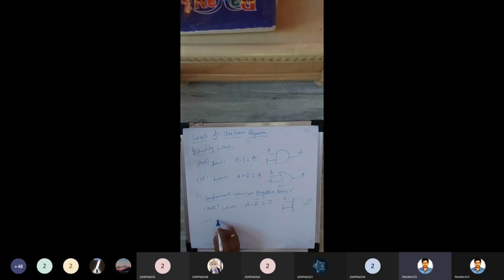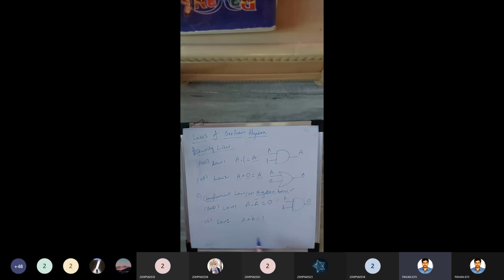Okay. Next, law 2. What should be law 2 here? Complement law. Can anyone? A plus A bar equals 1. Definitely right. Because if you assume A equal to 0, then 0 plus its complement 1 gives 1. If you assume A equal to 1, then 1 plus A bar, which is 0, gives 1, always 1. So that's why A plus A bar equals 1. This is the complement law with respect to OR operation.